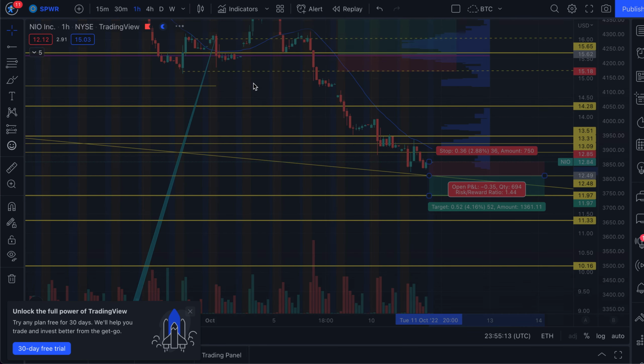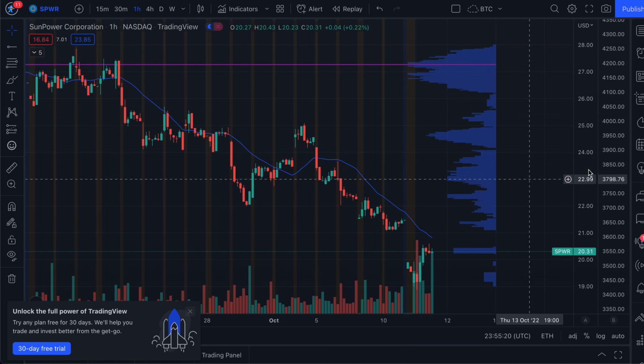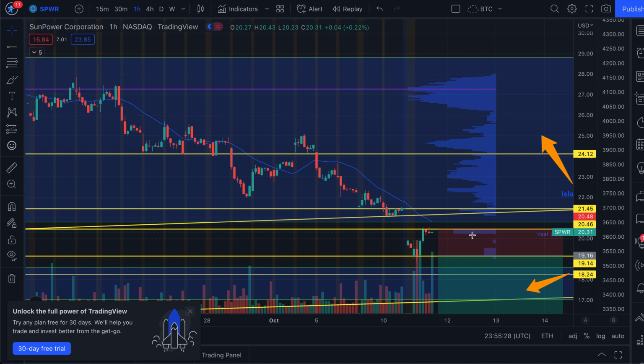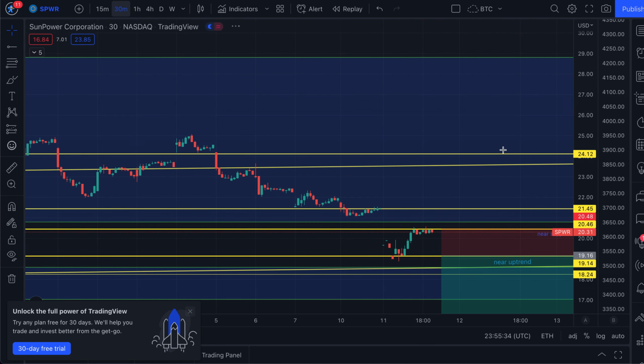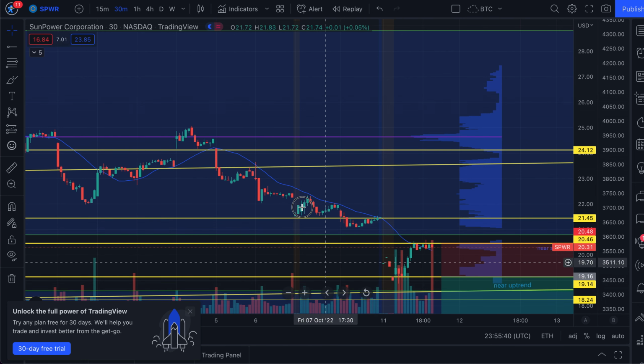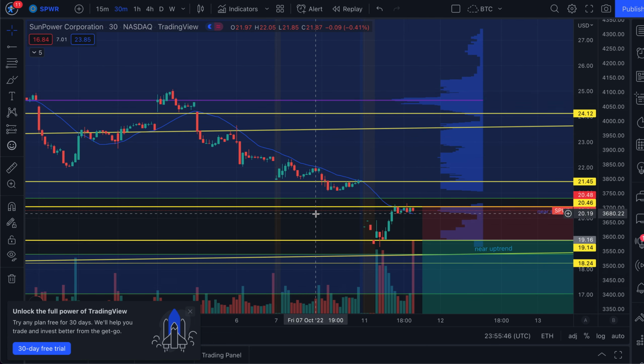Now this is a trade not driven by long-term trend as the NIO one was. This one was actually driven by a very short-term catalyst that I had, and I'm going to move into the 30-minute on this one to give you guys an idea of what happened. So the short-term catalyst was that SunPower was downgraded yesterday after hours, Monday after hours, and this is where it closed on Monday.